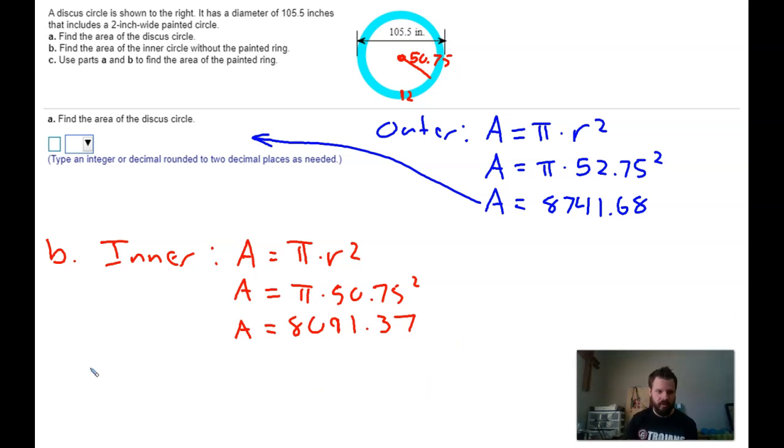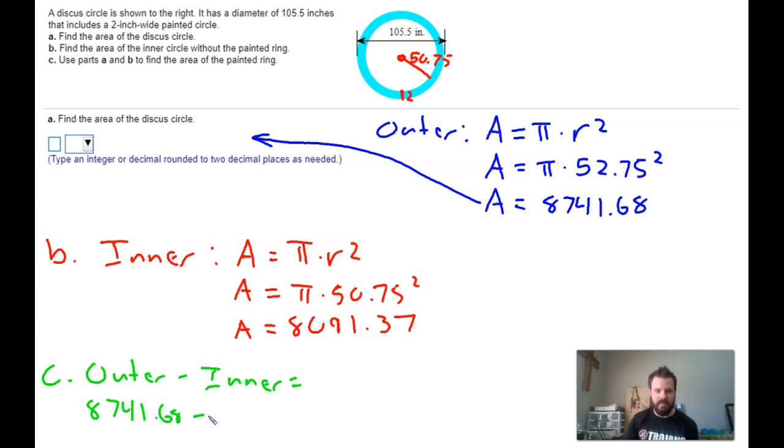All right, then you need a different color here. We'll go green. C, use parts A and B to find the area of the painted ring. So in other words, the area of the blue part. Well, that's just going to be the outer minus the inner. So in other words, the 8741.68 minus the 8091.37. And when I do all that, I end up with a 650.31. That'll be what I plug in for part C.